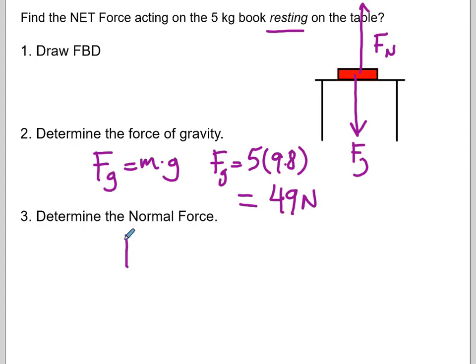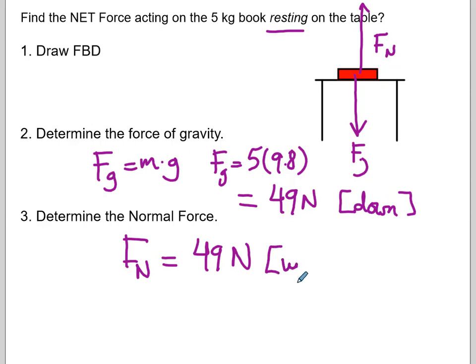Okay, so determine the normal force. Because this object is resting, the net force has to be 0. These have to be balanced, otherwise the book would be either flying off the table or flying through the table. So the normal force has to be 49 newtons as well. Now we haven't put any directions on this, so if I wanted to add some, I could say down for one and up for the other, or I could use positive and negatives. That's another option.